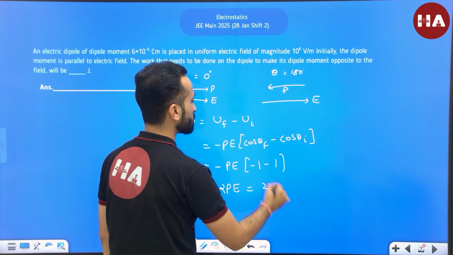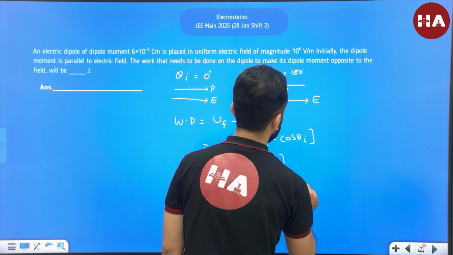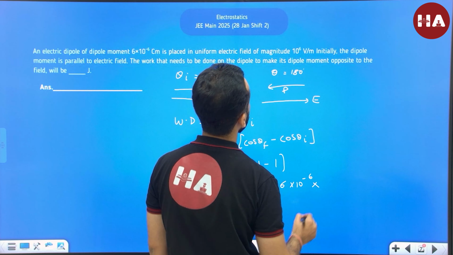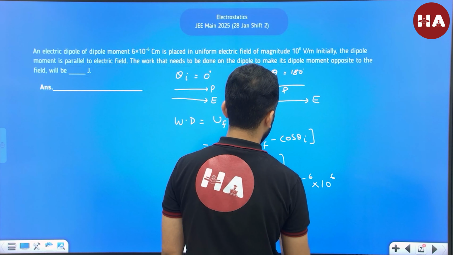Very easy, students. Let's just plug in the values. The value of P is 6 into 10 raised to the power minus 6, and the value of E is like 10 raised to the power plus 6. So this becomes 12 joule, my dear students, right? Copy this down, very easy. Then we move to the next one. Right, students? So this was a numerical type, and therefore we have to put the answer as 12.